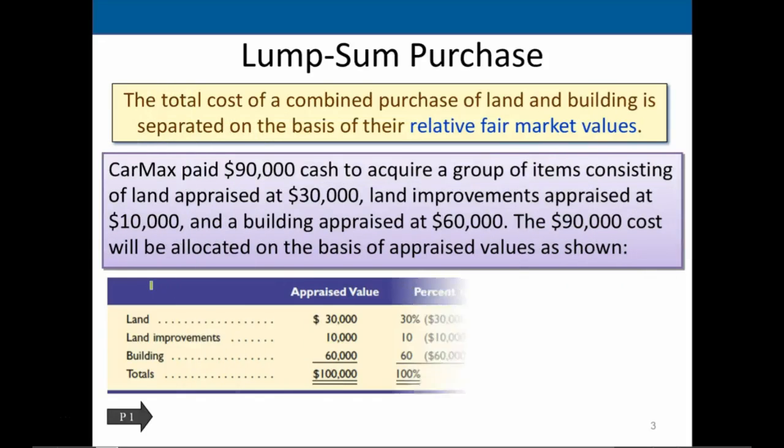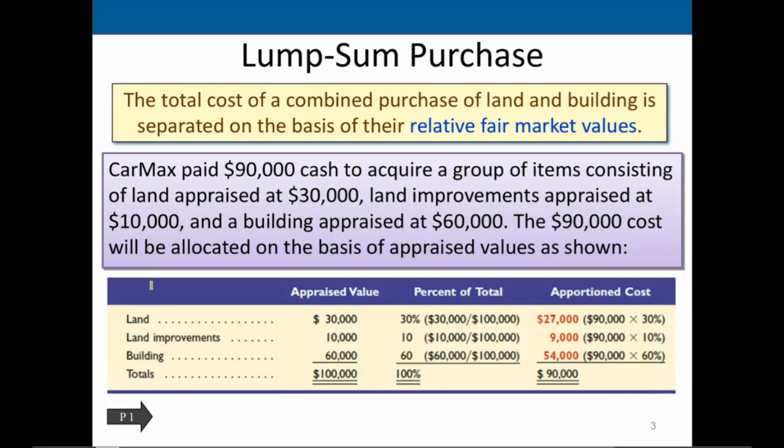So the lump sum purchase, first we want to take a look at if we purchase multiple items at one time. So the total cost of combined purchase of land building is separated on the basis of their relative fair market values. So we could buy things at one time. So we might buy multiple different fixed assets at one time. And the question is, how do we allocate between these things?